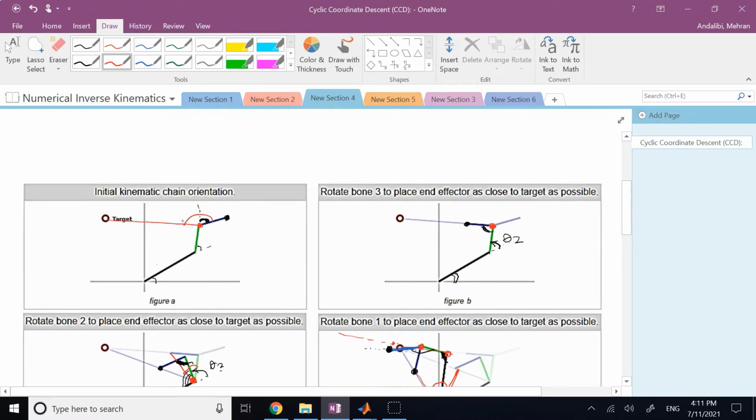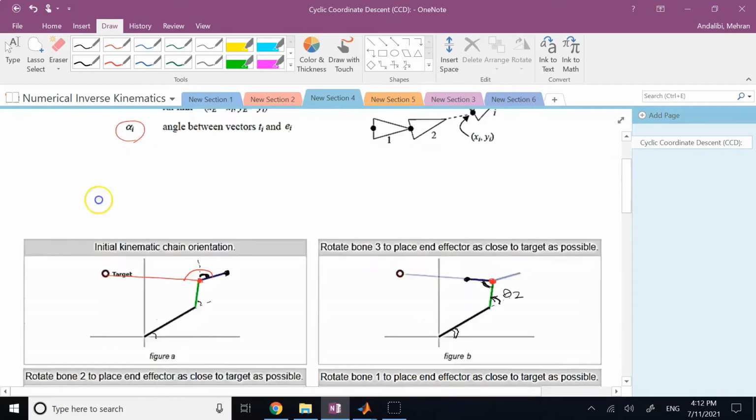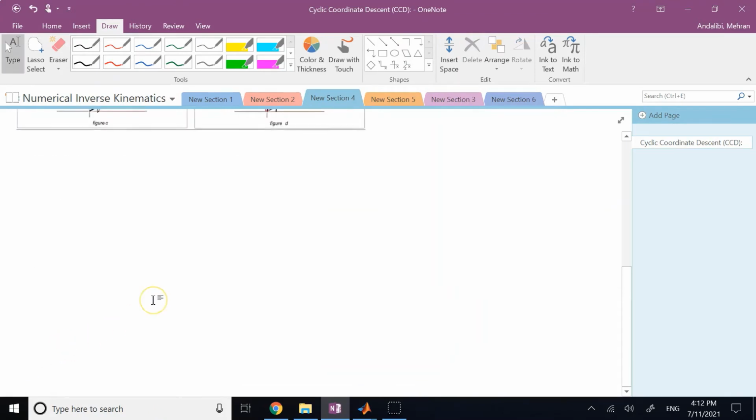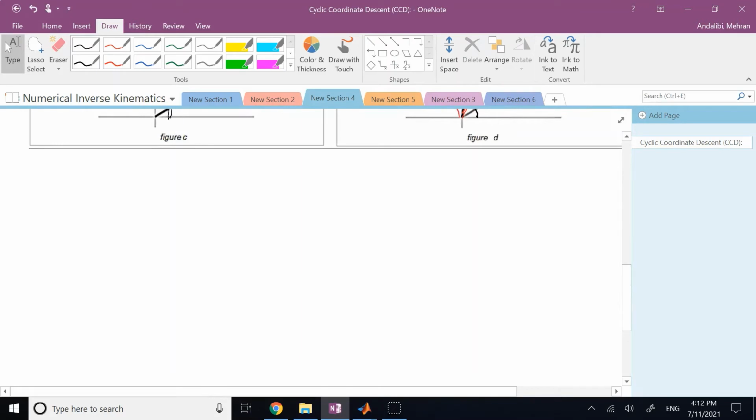How do we calculate them? We call the required angle for each joint in each step alpha i, where i is the number of the joint. Now, how do we calculate it? Let me show you that. If you want to write the algorithm yourself, write something similar to this Matlab code that I wrote. You know how to do it.